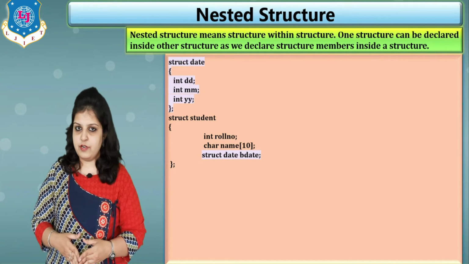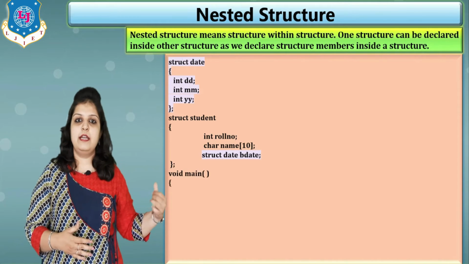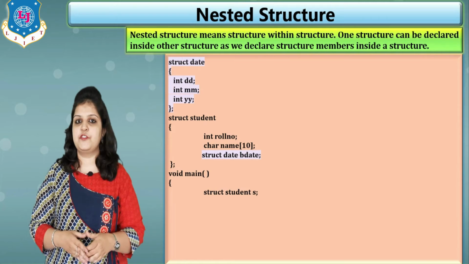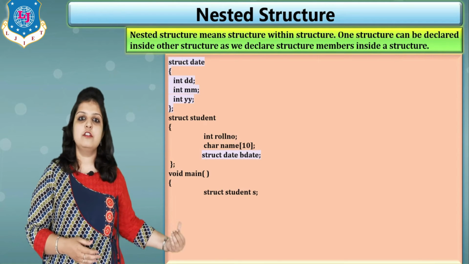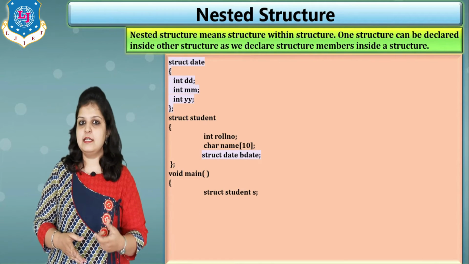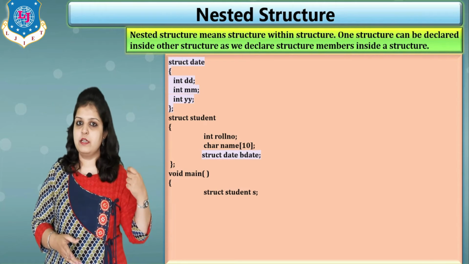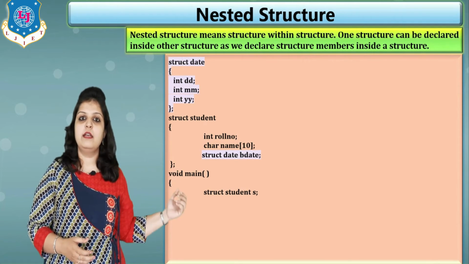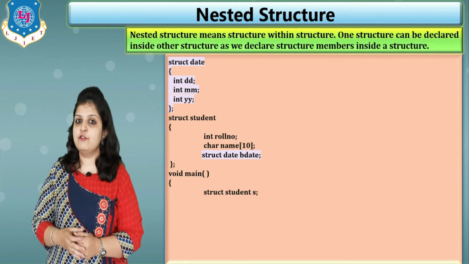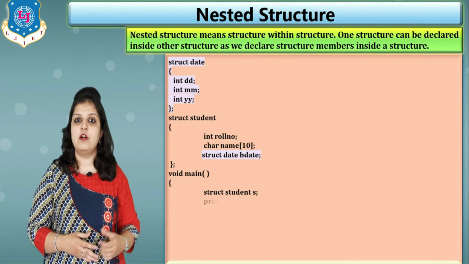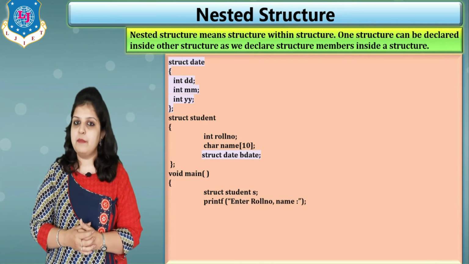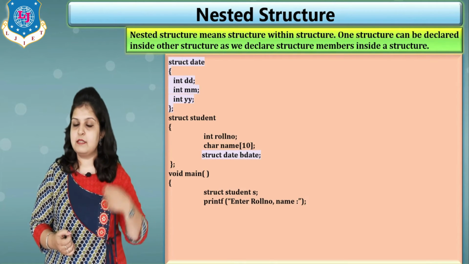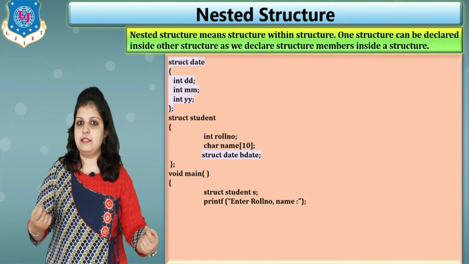Now next write the void main function, and here I am declaring a structure variable of our main structure, that is student. So struct student s. s is a structure variable for student. Now I want to enter the values of roll number, name and birth date. So how can we enter them? Roll number and name are members of our student structure, so we can directly access them by s dot roll number and s dot name.